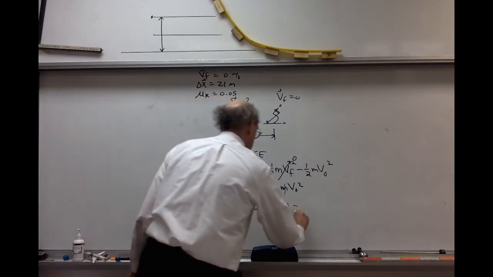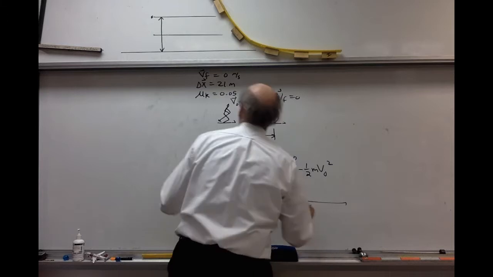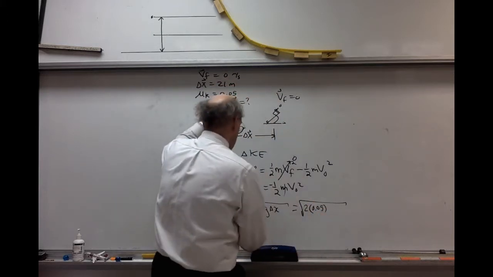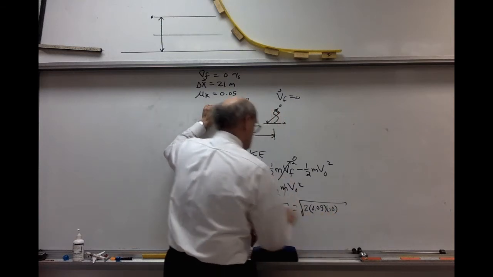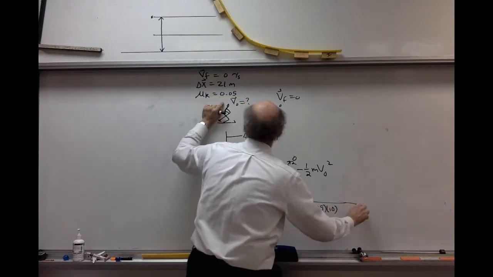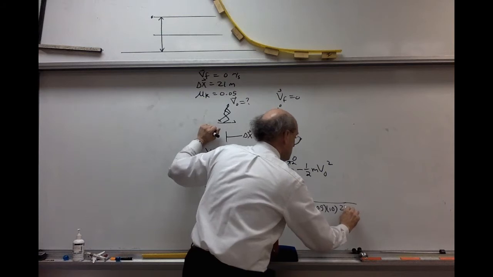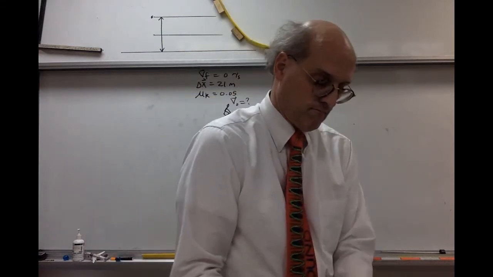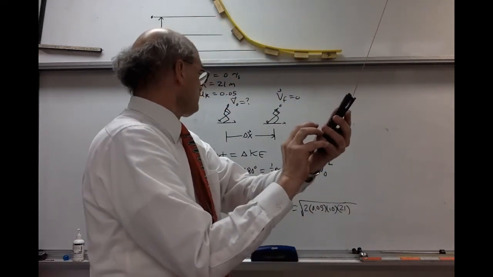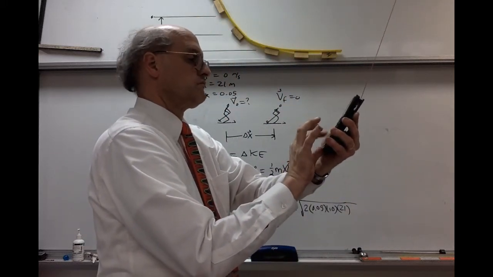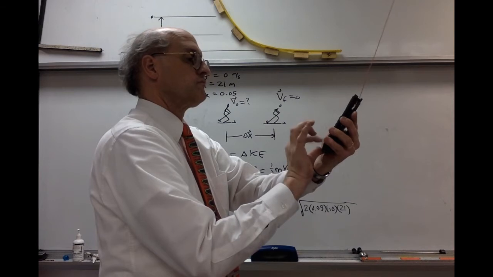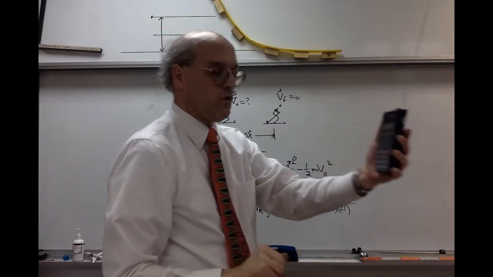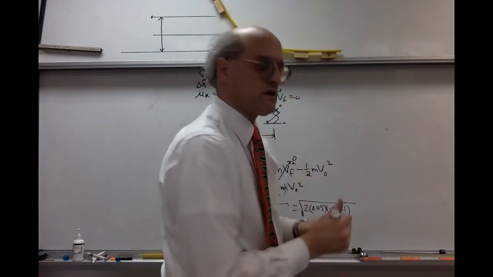So let's do the numbers. So we have 2 times 0.05 times g, we'll use 10 meters per second squared, and then delta x is 21 meters. Okay, so let's see what we get. 4.58, so about 4.6 meters per second.